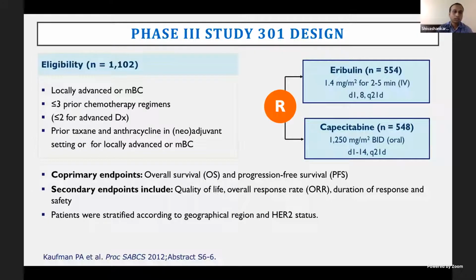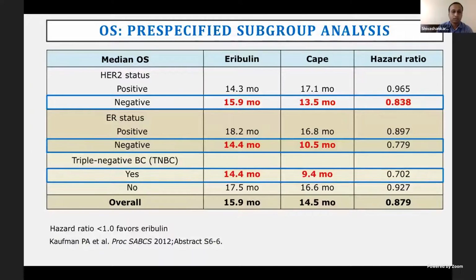Another important study was Study 301, which again looked at the role of eribulin in locally advanced or metastatic breast cancer patients who have received less than 3 prior chemotherapy regimens. They were randomized to either eribulin or capecitabine in 1:1 fashion. Again, the dose of eribulin was 1.4 mg per meter square on day 1 and day 8 of a 21-day cycle, compared to capecitabine 1250 mg per meter square from day 1 to day 14 every 21-day cycle. Again, the primary endpoints were overall survival as well as PFS.